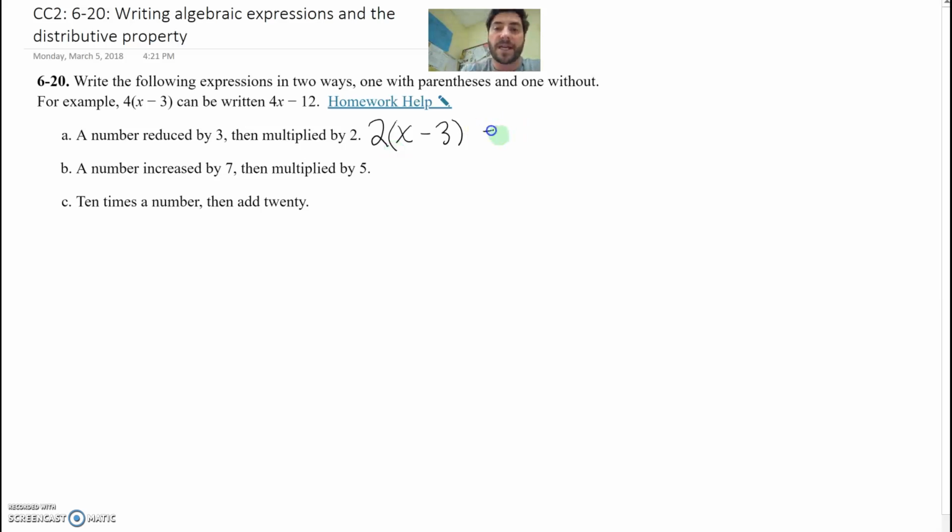The other way to write that would be to say that we have x minus 3 two times, so 2 of those. So that means I have 2 x's and 2 minus 3's. So instead of minus 3, I could put minus 6. So those are the two equivalent algebraic expressions.